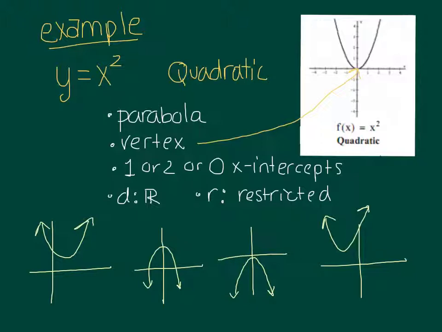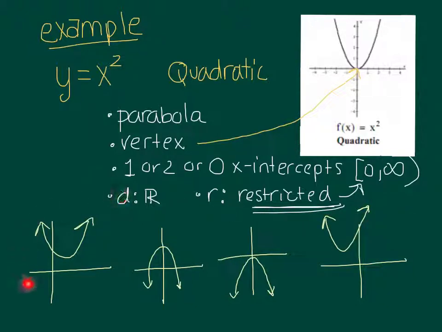We will see that they have 1 or 2 or 0 x-intercepts, depending on where the U actually is on the coordinate plane. The domain will always be all real numbers, but the range is going to be restricted. In this particular case of the parent function, the range is from 0 to infinity. But we will eventually see that when we make it more complicated, the range will change. But it's important that the range is restricted. It's not all real numbers.